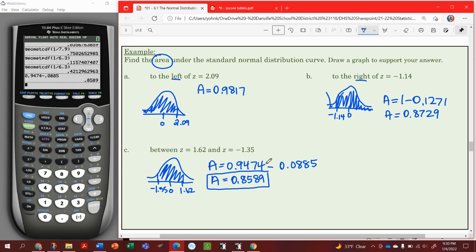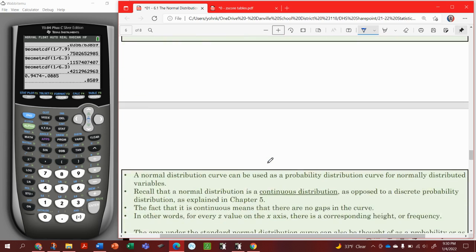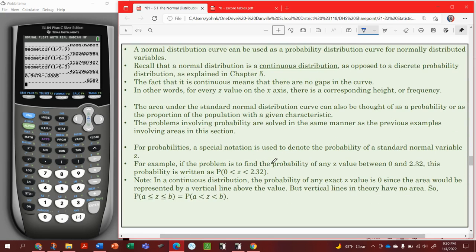All right, so that's how you find the area underneath a curve. 3 different situations. You're either graphing right, you're either graphing left, or you're graphing in between.